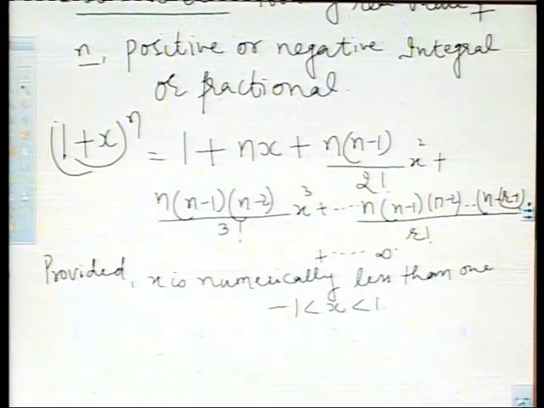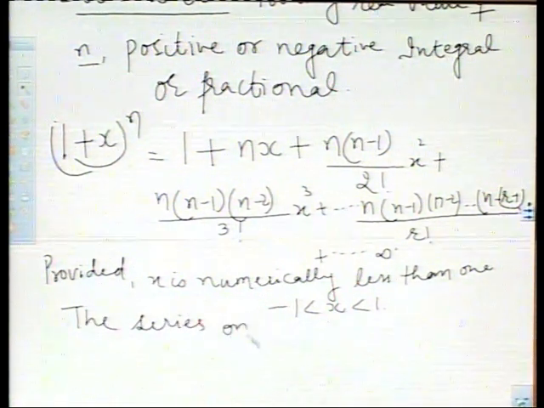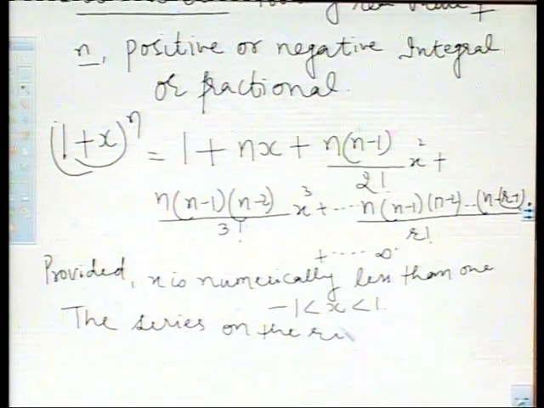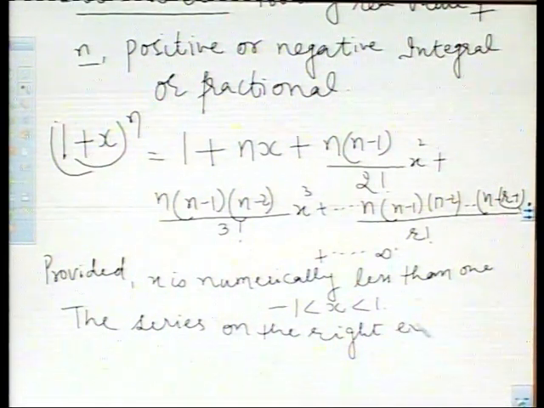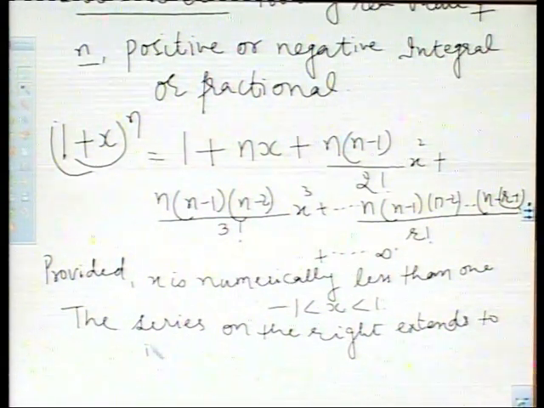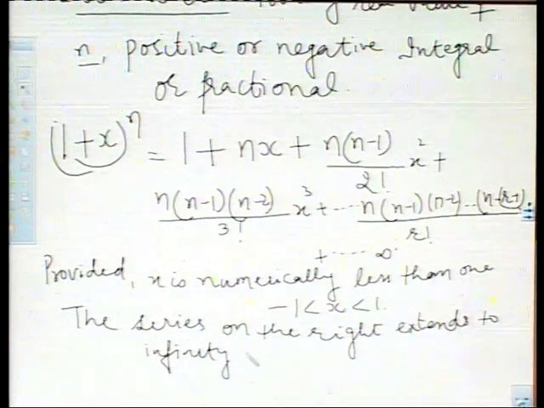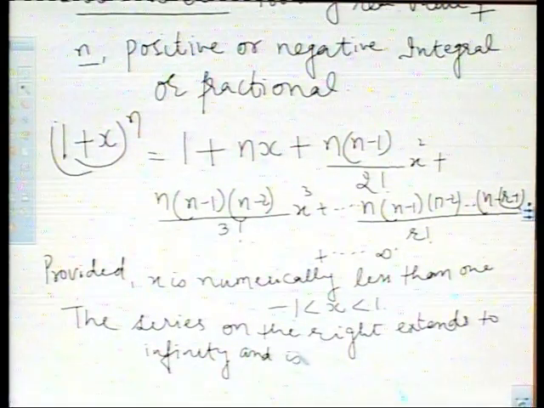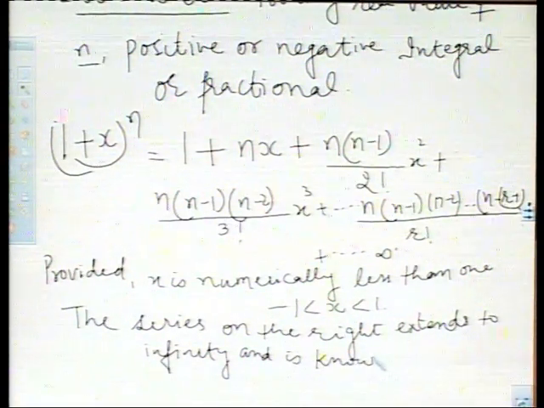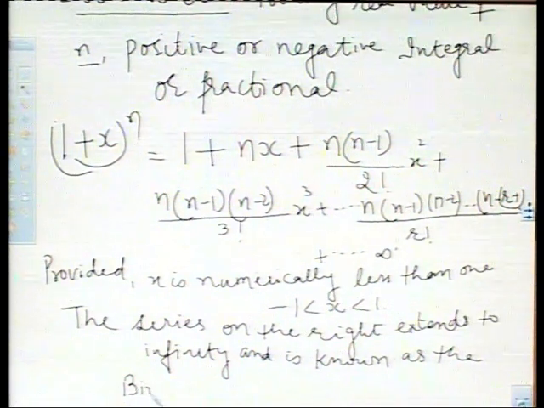Then the series on the right extends to infinity and is known as the binomial series.